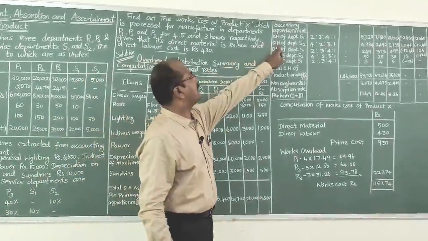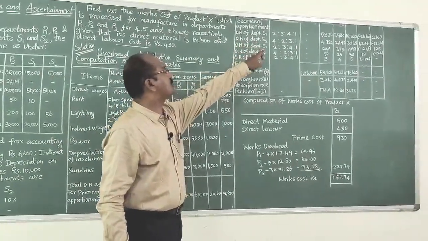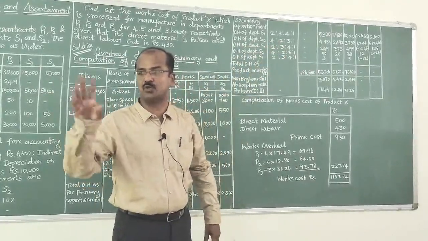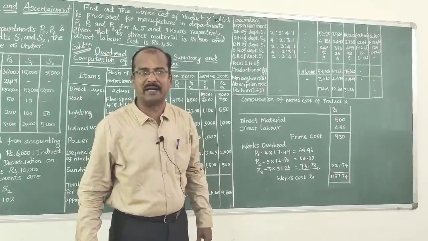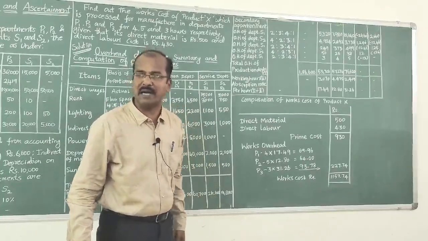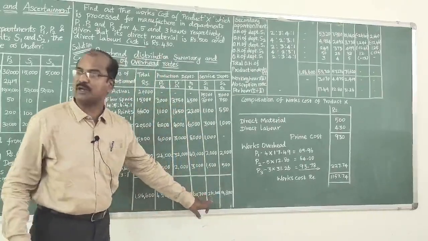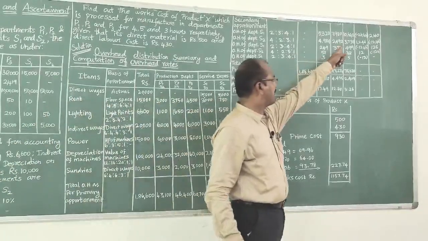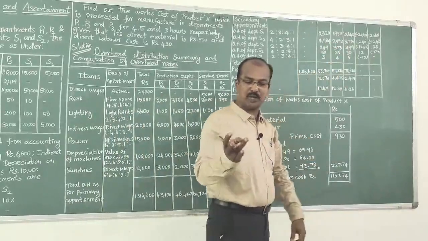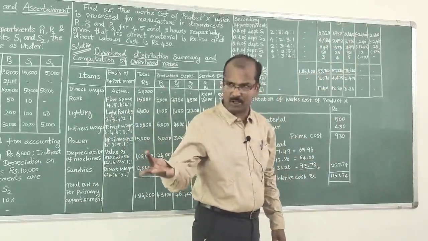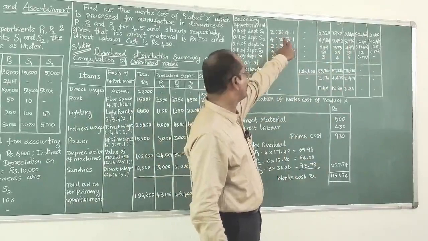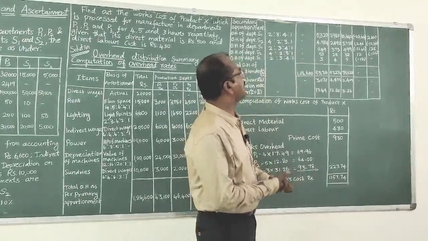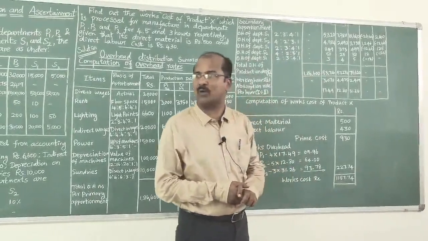Secondary apportionment: overhead of department S1 is apportioned on what basis? 2:3:4:1. What is the total overhead of S1? We have already calculated. It's nothing but 26,600. The 26,600 is now apportioned to P1, P2, P3 and S2 following the ratio of 2:3:4:1. Now you get 5,320 for P1 department. How is it calculated?